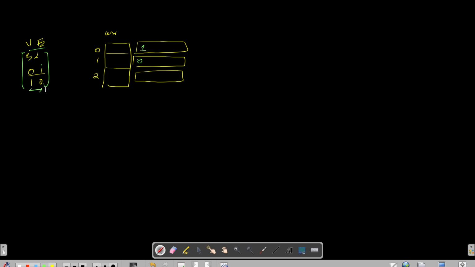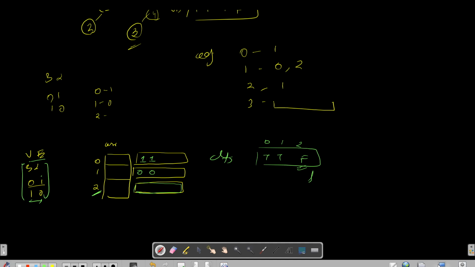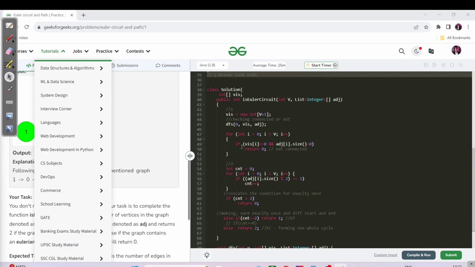And then for the second edge, there is 1 to 2, and 2 to 1. And our DFS has been called from 0, so 0, 1 and 2 are marked as true, and 3 is false, right? Although this is marked as false, there are no entries here. So this is one of the possible cases. That is why I'm checking if it is false and if it has neighbors. If it is false and has neighbors, then we return 0, not connected.